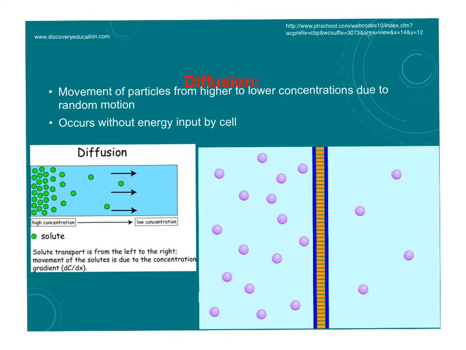The first type we'll talk about is diffusion. Diffusion is the movement of particles from an area of high concentration to an area of low concentration. And this occurs because of the motion that occurs with molecules.